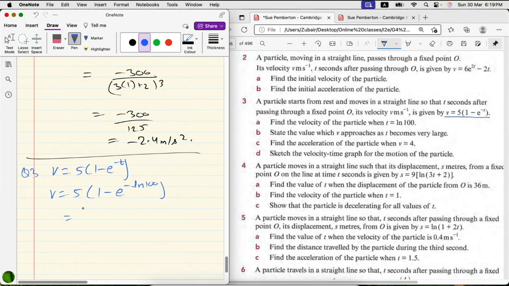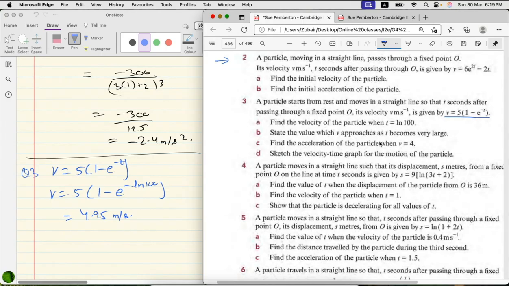So that's simple substitution. 5 bracket 1 minus e power negative ln 100, bracket closed, and I'm getting 4.95 meters per second.